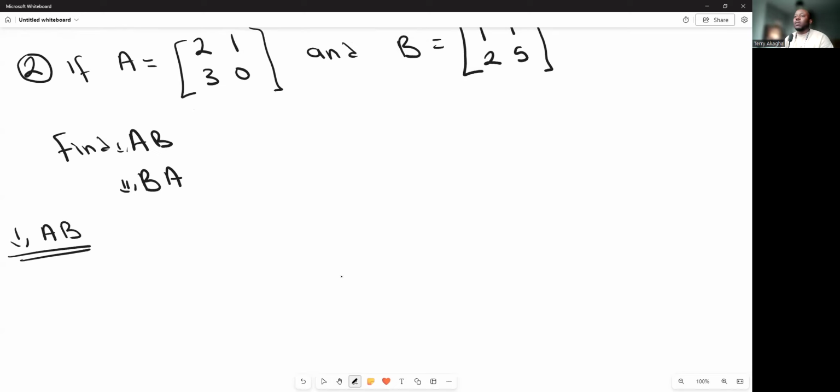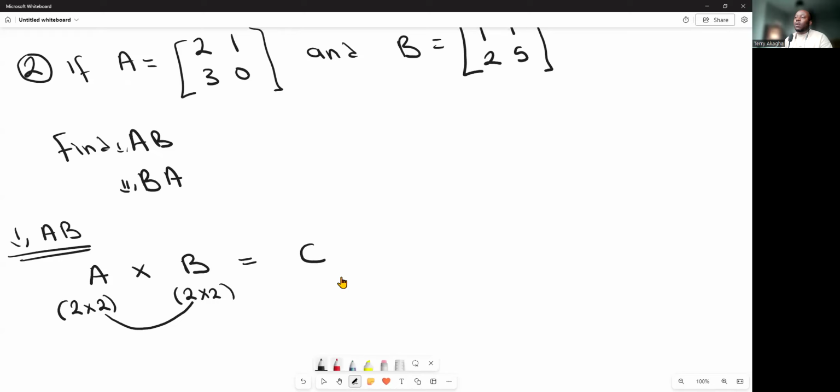So as usual, as I always tell you, it's A multiplied by B. So our A is a 2 by 2 matrix. You have to check first. And our B is also a 2 by 2 matrix. So that means this is equal to that. So that means we can multiply that to give us a C. And the C as well is going to be also a 2 by 2 matrix. So it's possible to multiply this. And when we solve this, we're going to get a 2 by 2 matrix.